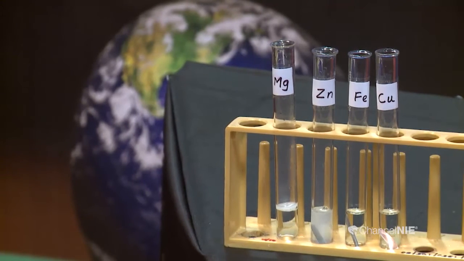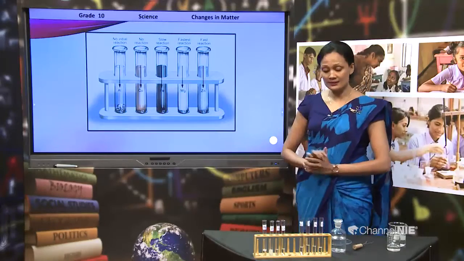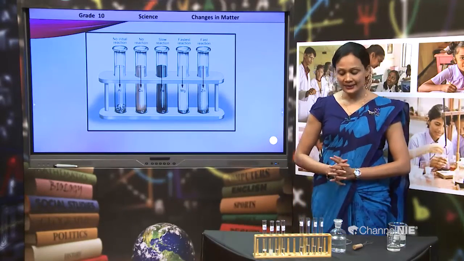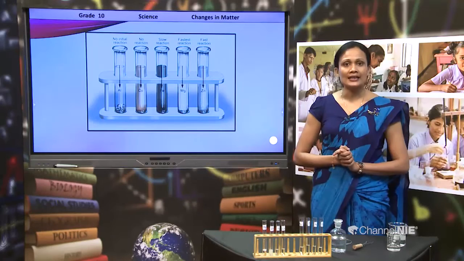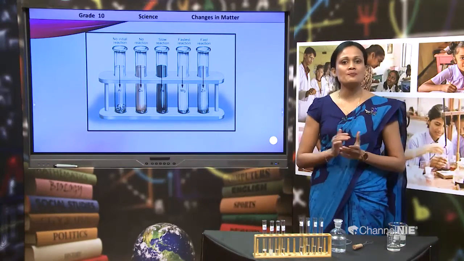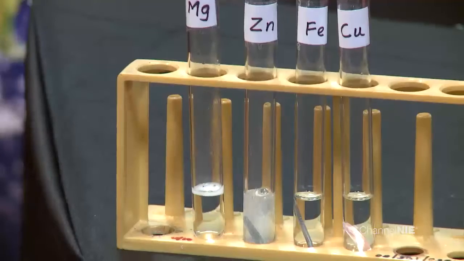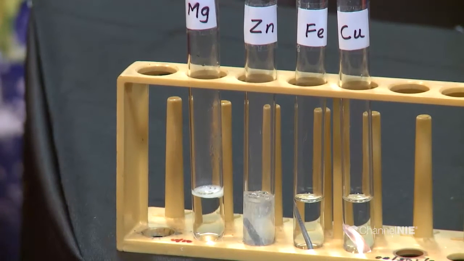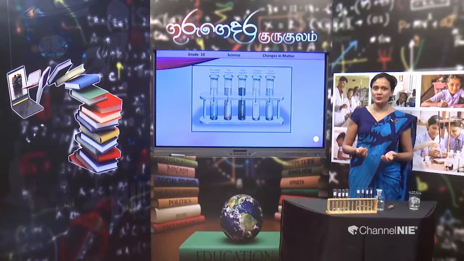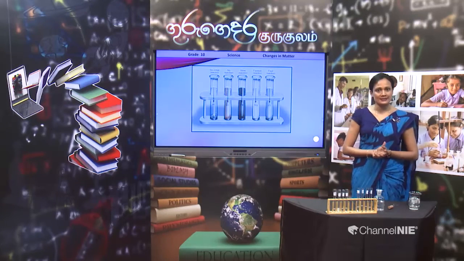But if we observe the reaction of the metals with that acid, they do not occur in the same manner. They react with different speed. That means the metals react with acid with different speed because of their reactivity. Okay, now I am going to explain about the reaction of metals with acid.